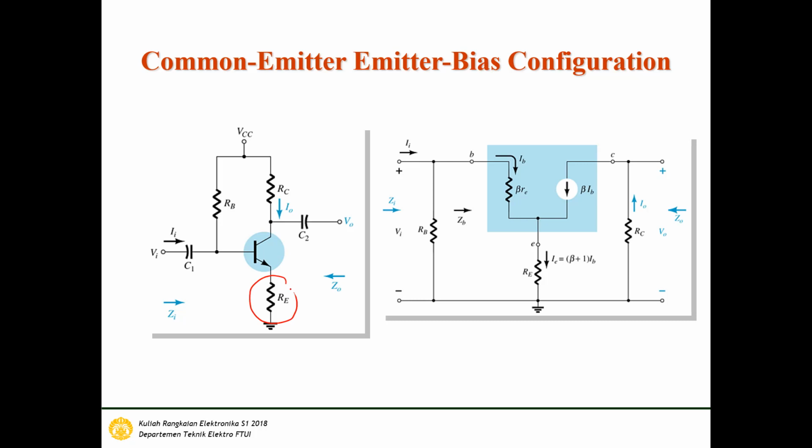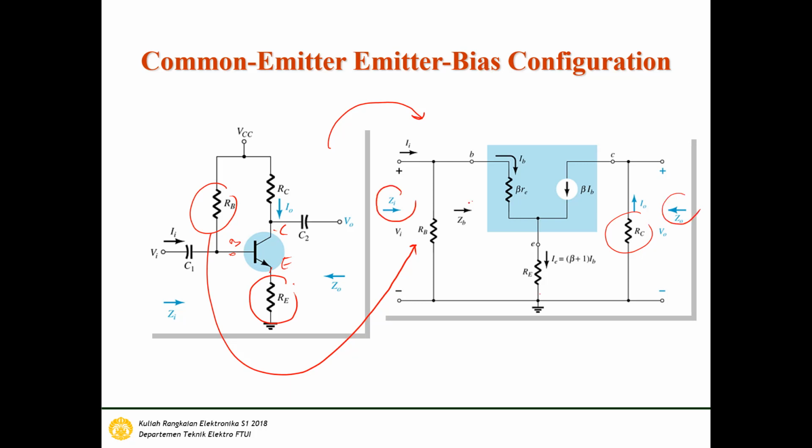If we draw in the re model, it becomes this one. So this is the RB here. And then we have the model of the BJT. And then this is the RE here, connected to the emitter. This is the emitter, this is the base, and this is the collector. So between the emitter and the ground, we have the RE here. And then we have the RC here. Okay, we have input impedance here, output impedance here, and the base impedance here.